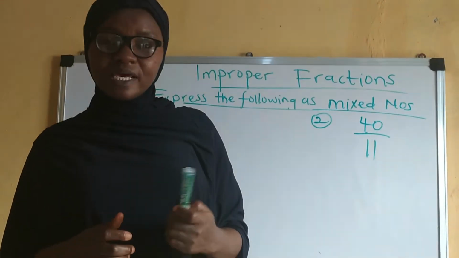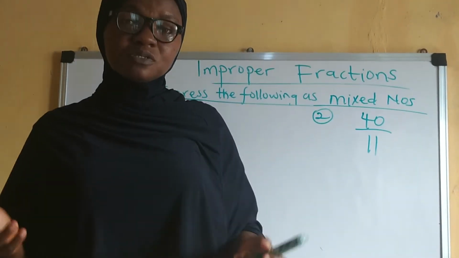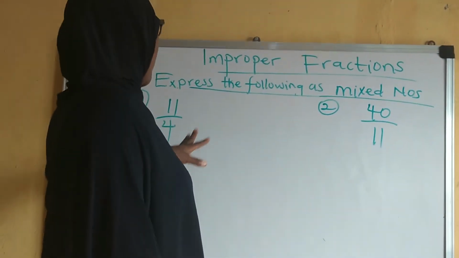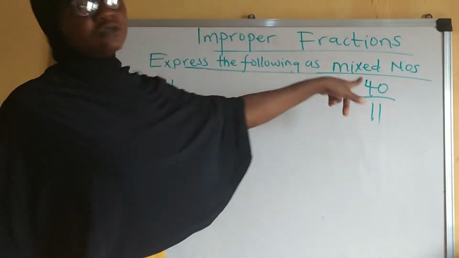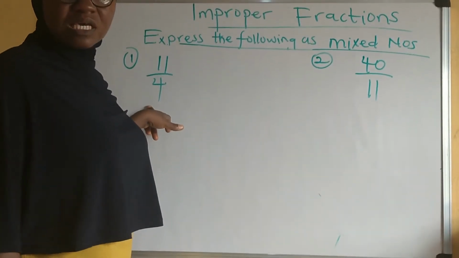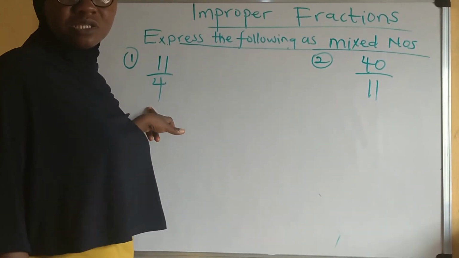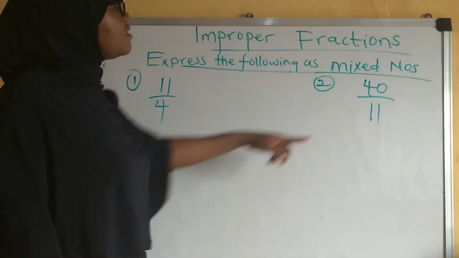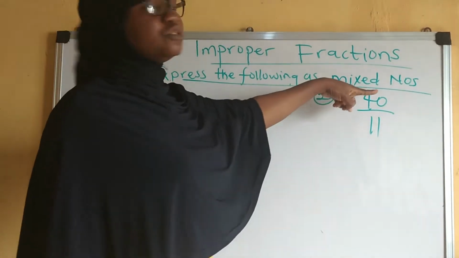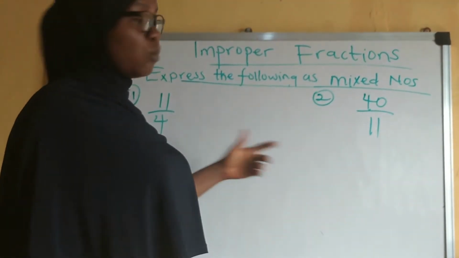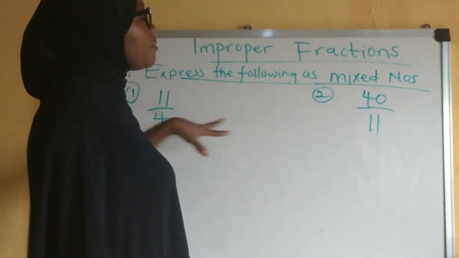Alright, let's proceed. So now I have 11 over 4 and I have 40 over 11. Now this 11 over 4 typically is just a what? An improper fraction. Improper fraction in the sense that the numerator is larger than the denominator. If you look at this other example too, you can see that the numerator is larger than the denominator. So that makes both of them improper fractions. Now I want to convert both of them to mixed fractions.